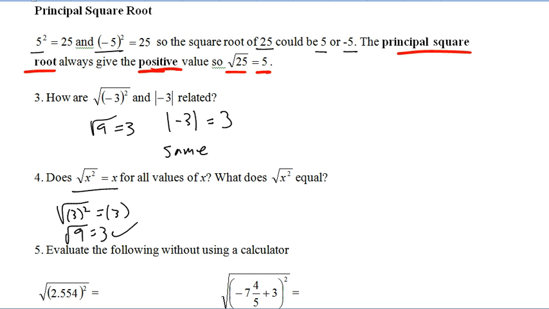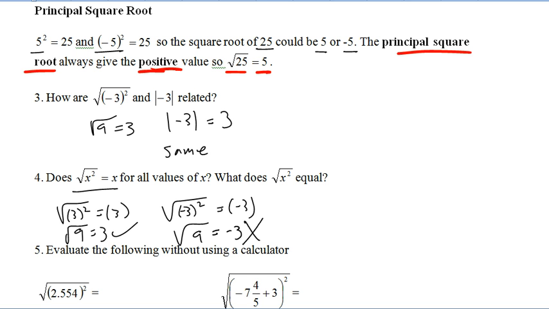Okay, let's try it for -3. Does the square root of -3 squared equal -3? -3 squared is 9. So the square root of 9 equals -3? Because we always choose the principal square root, we're going to get 3 equals -3, which isn't true.